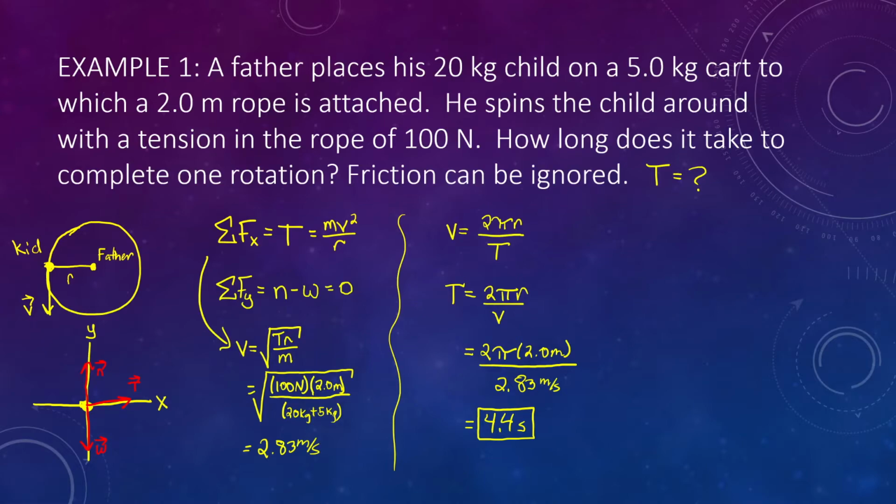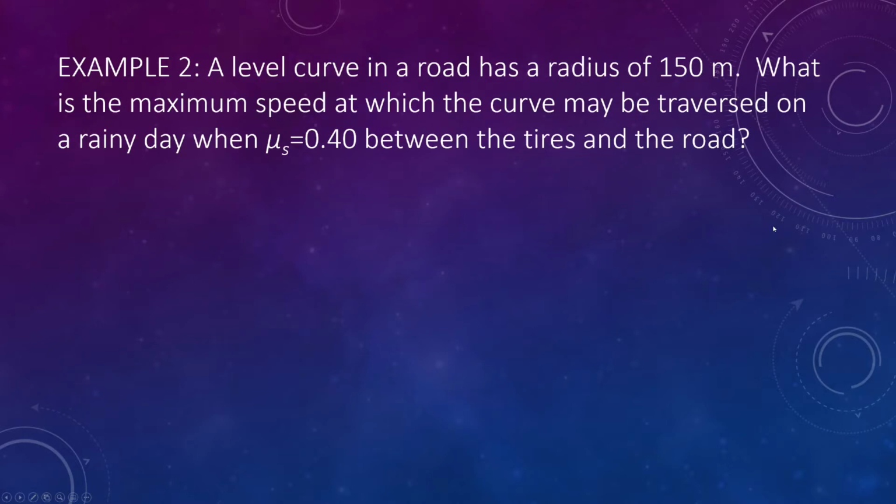Well, let's solve another example. Since this is new to us, let's do one more for now. This problem, example 2, says a level curve in a road has a radius of 150 meters. What is the maximum speed at which the curve may be traversed on a rainy day when mu s equals 0.4 between the tires and the road?